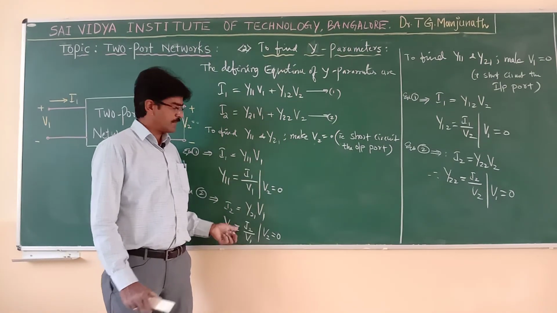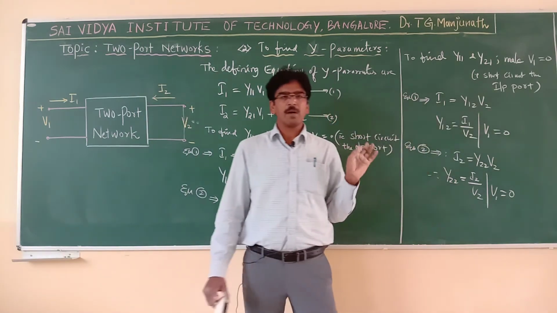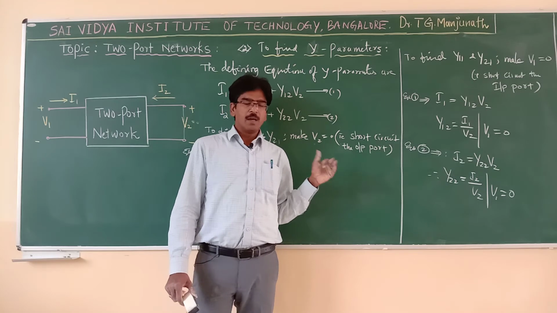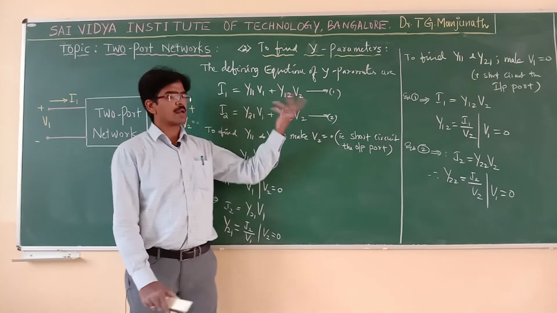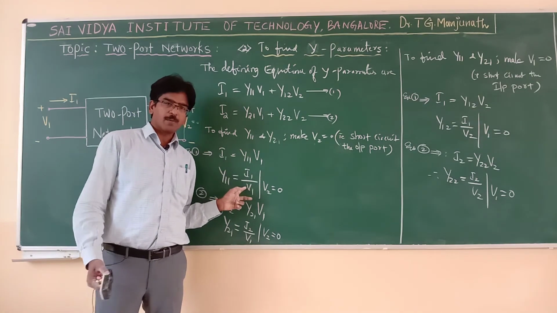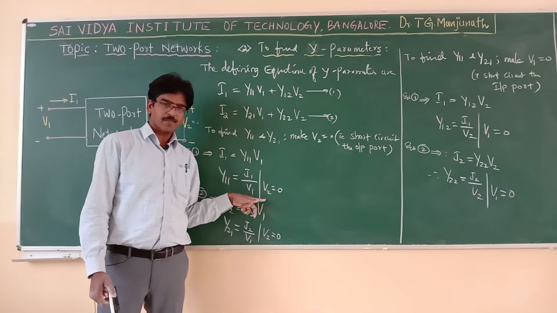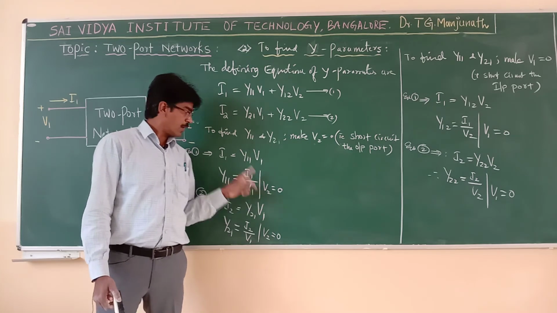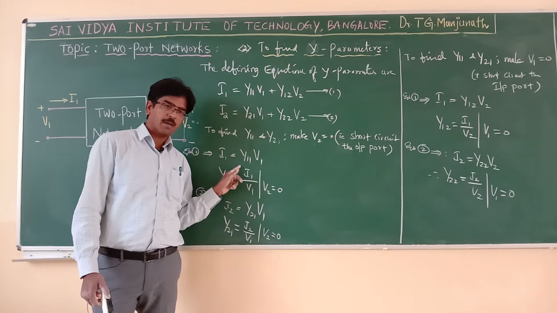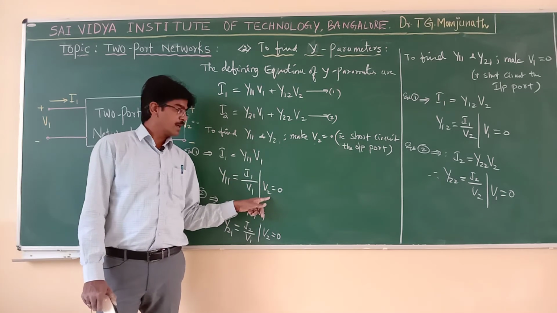All the ratios, if you observe, I by V, I by V, I by V, I by V, means what? I by V is nothing but admittance. V by I is impedance. Inverse of impedance is admittance, that is I by V. Hence all are admittances. What is this admittance? Input current by input voltage, input admittance, with output port short circuited. Because you are short circuiting the output port, hence you have to define like this.